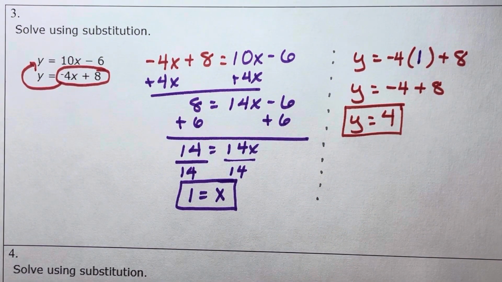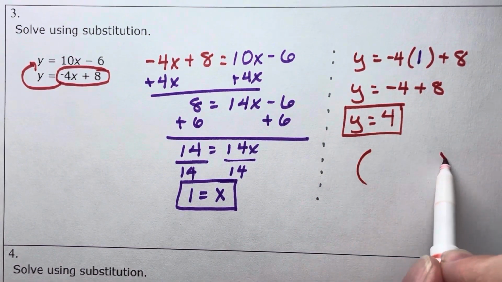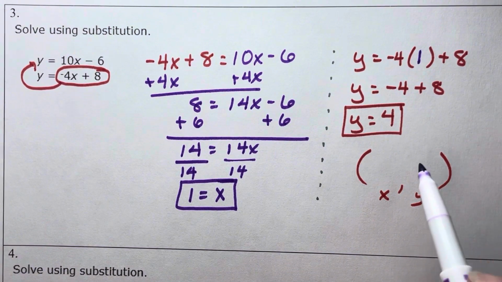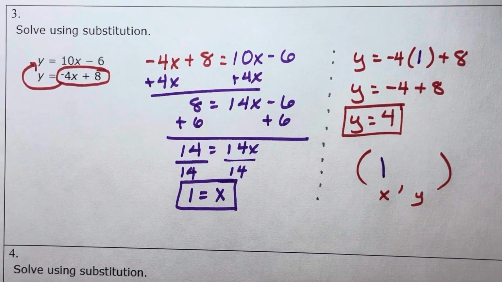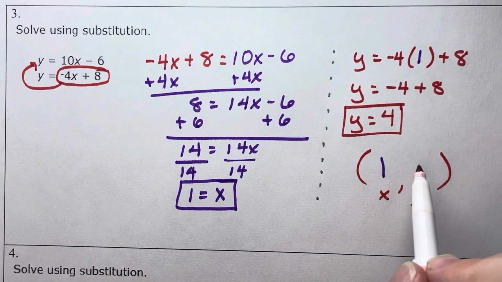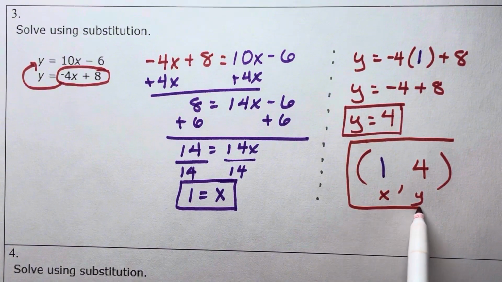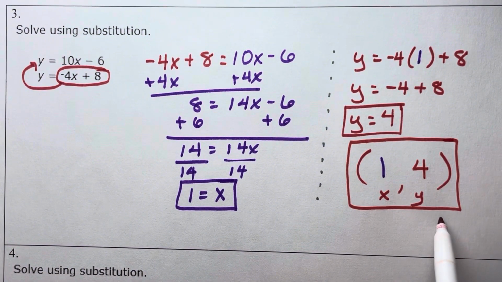Hey, we're ready to write out our final answer, which will always be in the format of x and then y, regardless of which variable you solve for first. We learned that x has a value of 1 and y has a value of 4. Therefore, our final answer is the coordinate point 1, 4. And there you go.